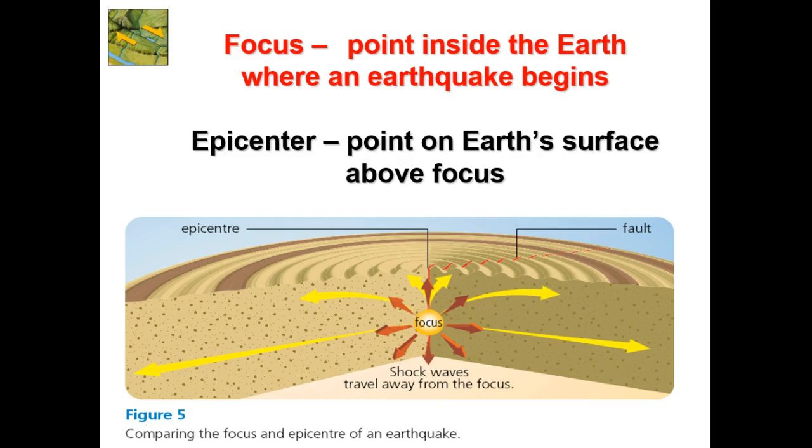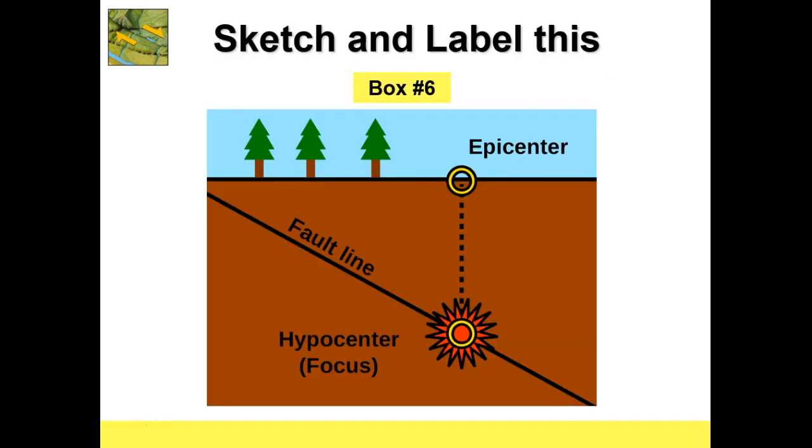Different depictions of how that looks. So in box number 6, you're simply going to sketch and label that. Include a fault line, the hypocenter or focus showing that it's underneath the ground, and then the epicenter is directly above.